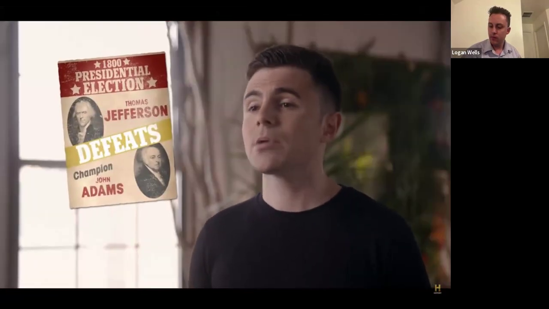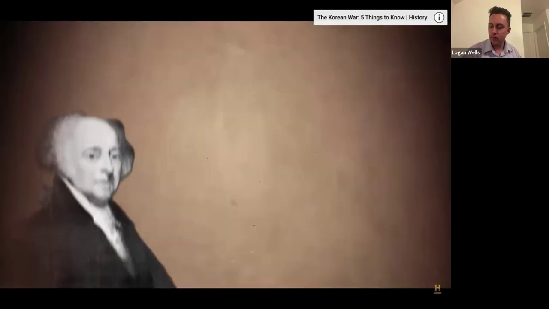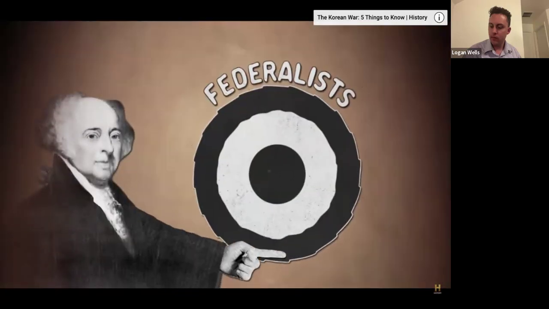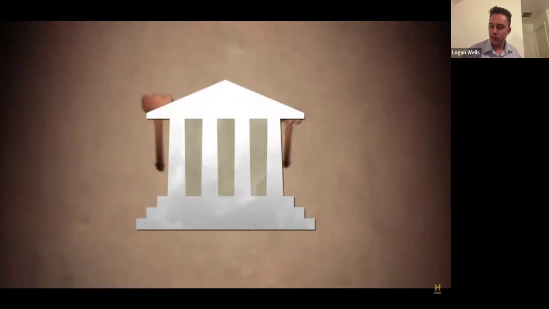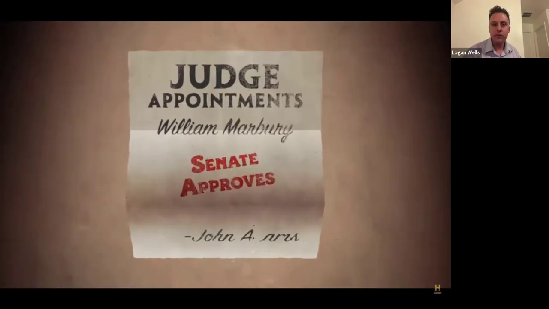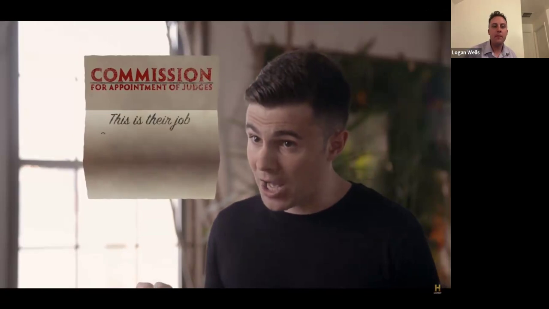In 1800, Thomas Jefferson defeated John Adams in the presidential election. Just before he left office, Adams appointed a bunch of judges from his Federalist Party to the District of Columbia courts. These appointments were approved by the Senate and signed by the president. Great, but there was a holdup. The last step before these judges could take office was a commission, a formal piece of paper that said essentially, this is their job and these guys are good to go. These commissions hadn't been delivered yet, which meant the judges couldn't start their jobs yet.